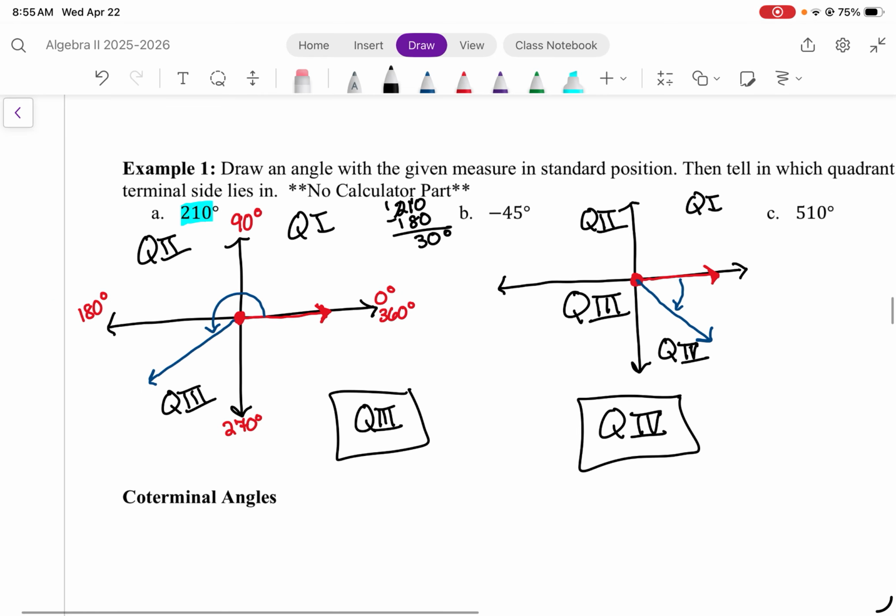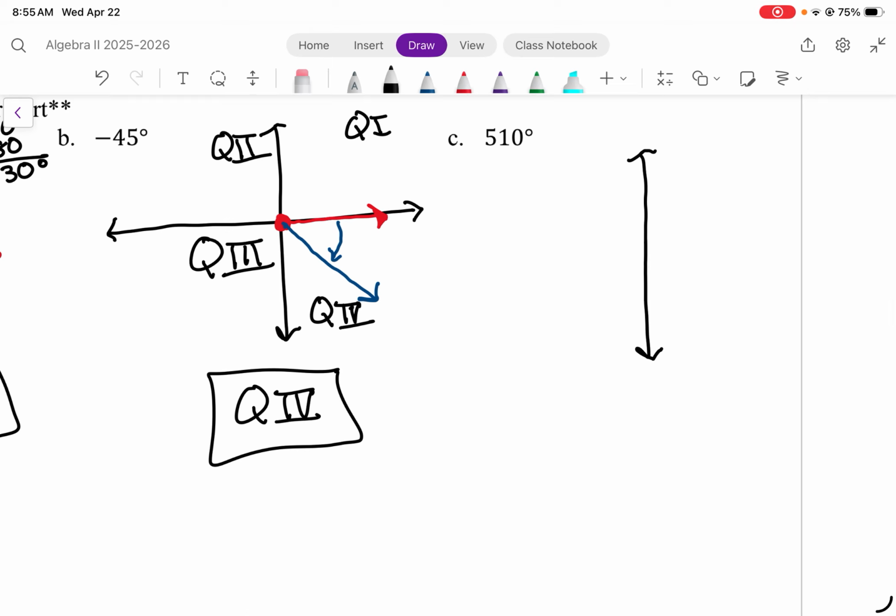Okay, for this one, you might want to pause and try the last example on your own. All right, so hopefully you have your example drawn. For this one, we are again going to start with our initial side and our vertex at the origin. I'm going to label the degrees. So we know this is 90, 180, 270, and then 360. And it started at 0.